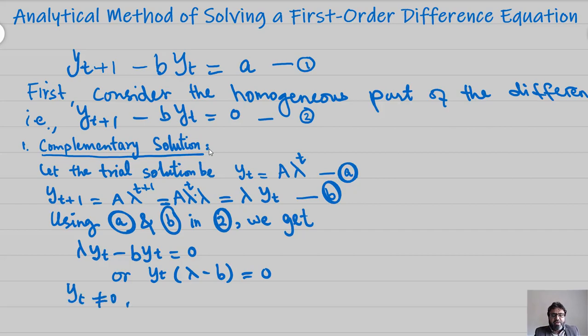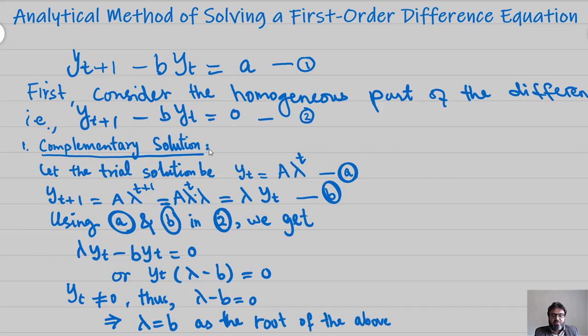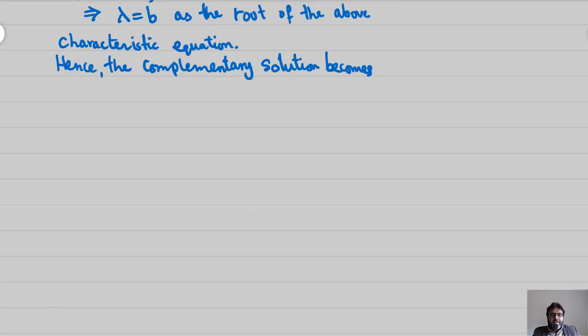Therefore, for this equation to be true, lambda minus b must be 0. And hence, we have lambda equals b as the characteristic root of the characteristic equation, where the characteristic equation is lambda minus b equals 0. Hence, the complementary solution becomes y_t equals A b raised to the power t. We call this equation 3, and this is our complementary solution.